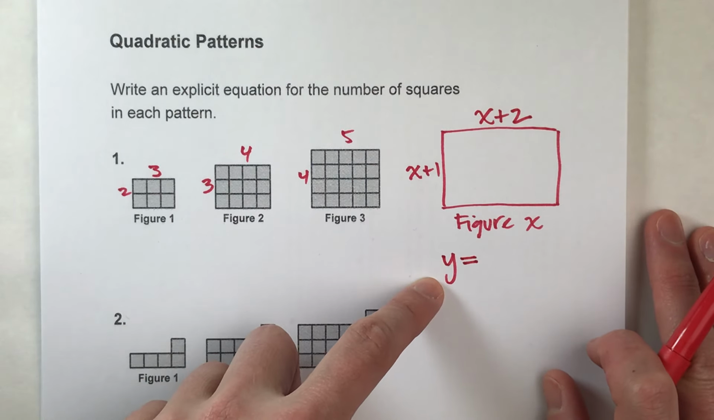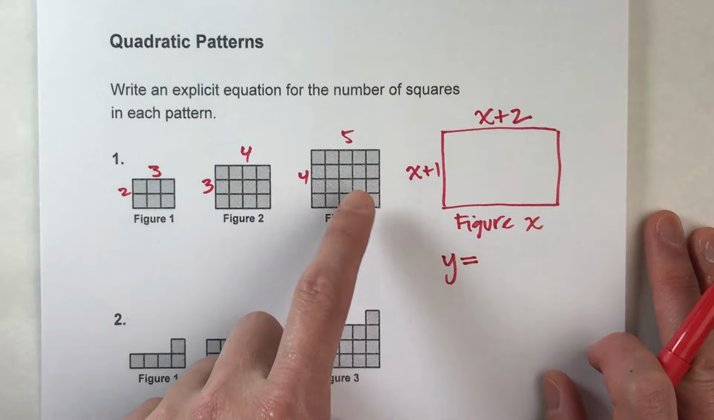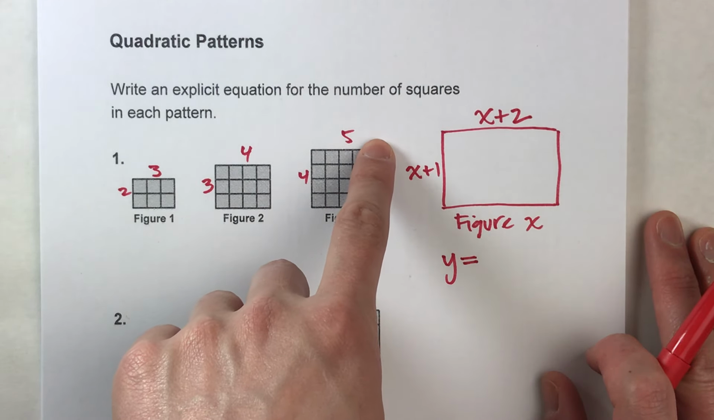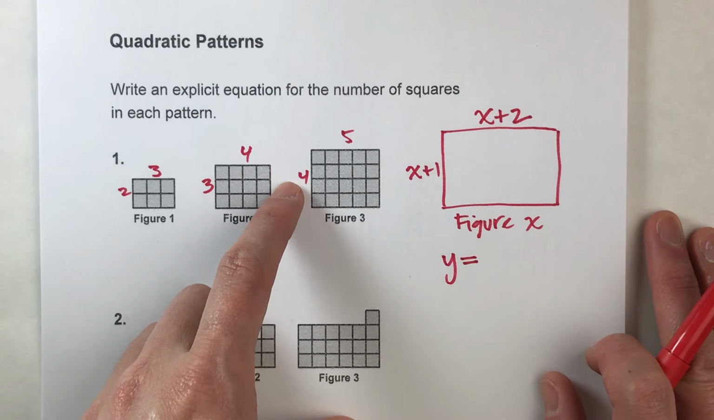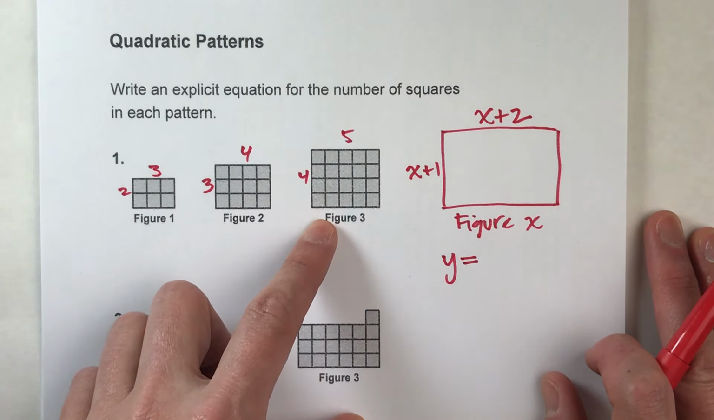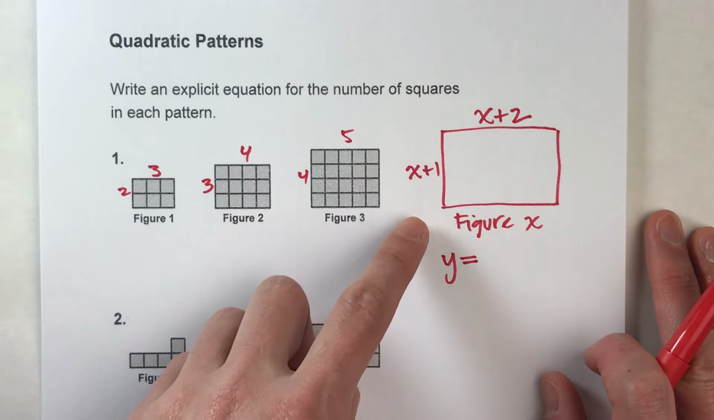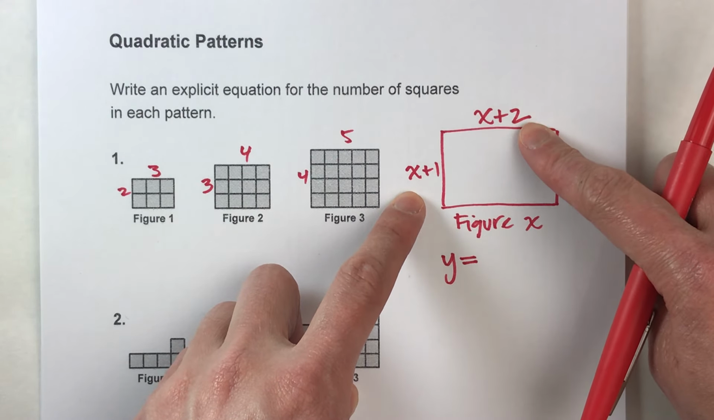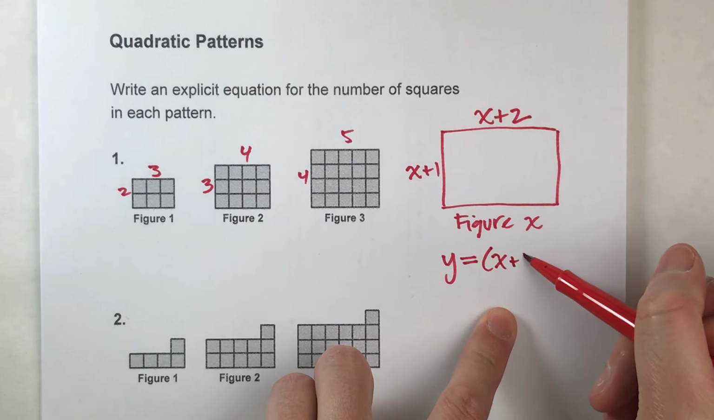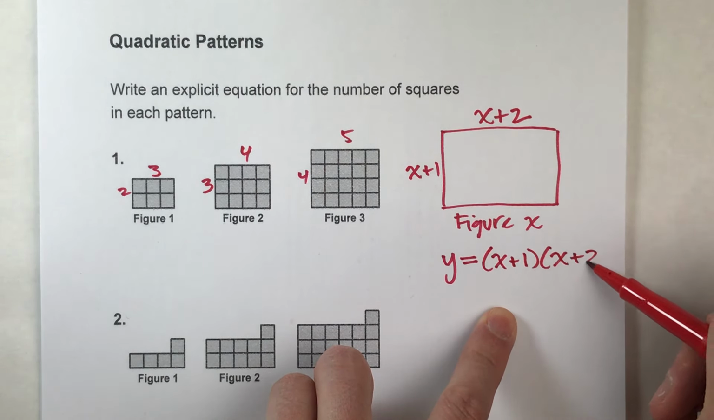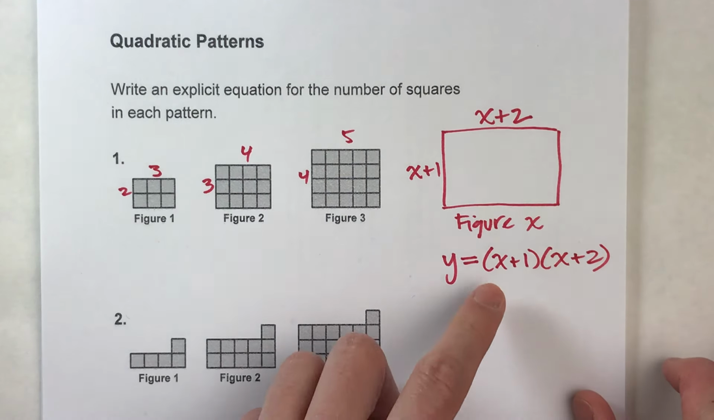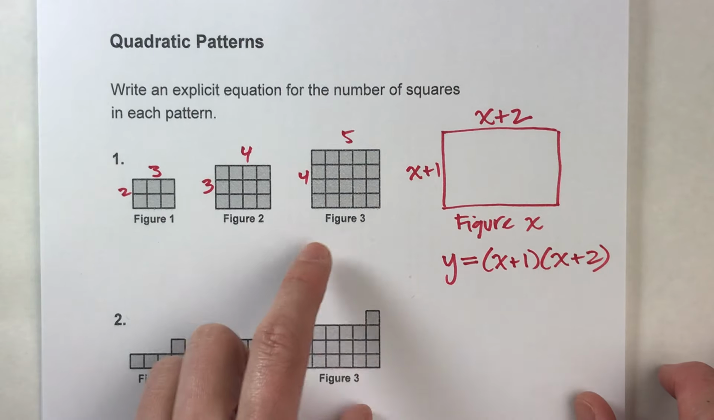Let's let Y be the number of squares. And for a rectangle, the number of squares is pretty easy. You just do length times width. So for example, if the length and width are 4 and 5, 4 times 5 is 20. That's the number of squares that are here. On this figure, the length and width are x plus 1 and x plus 2. So if I want to know the number of squares here, I just do x plus 1 times x plus 2. There's my equation.